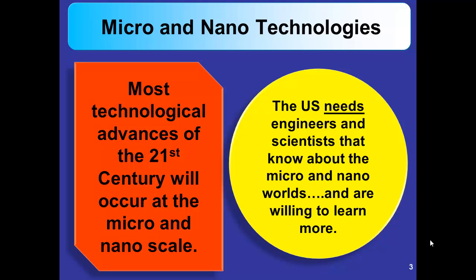There's still many things that can be done and need to be done, and that's why the U.S. and certainly many other countries need engineers and scientists that not only know something about micro and nanotechnology, but can actually harness those concepts, those ideas, and turn them into real-world solutions for a wide variety of problems that span medicine and energy and even education.